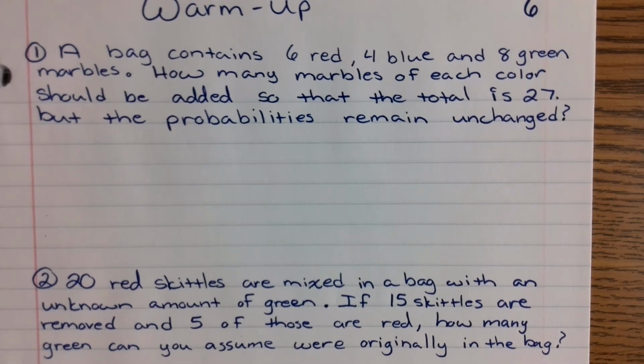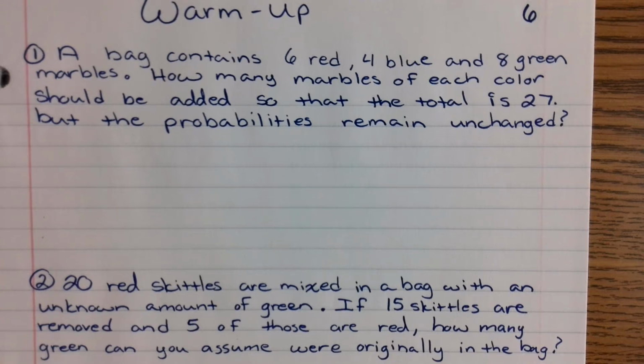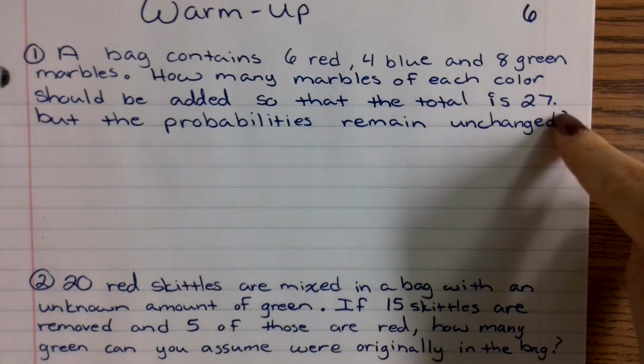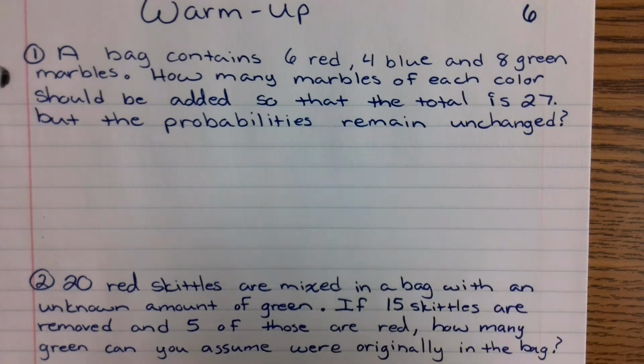All right, so for problem number 1, it says a bag contains 6 red, 4 blue, and 8 green marbles. I want to know how many marbles of each color should be added into the bag so that I now have a total of 27, but the probabilities of each color still remain the same. So I don't want the probabilities to change.